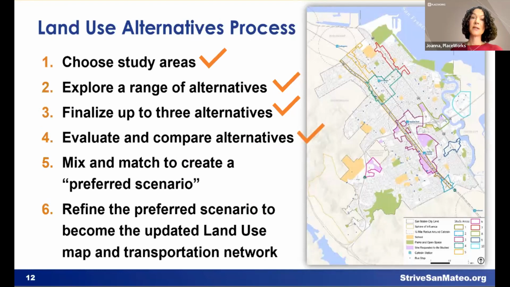We started by choosing study areas in San Mateo that are most likely to experience change. And then we worked with the community to explore a range of possible alternatives within those study areas, which are shown on the map on the right. We finalized those alternatives, and now we have completed a step of evaluating and comparing those alternatives within the 10 study areas. So we're going to share those outcomes with you today and ask you to start the process of mixing and matching to create what we call a preferred scenario. That preferred scenario will then become the basis for potential changes to the general plan land use map, and also transportation improvements that need to be planned to support whatever that future land use map looks like.